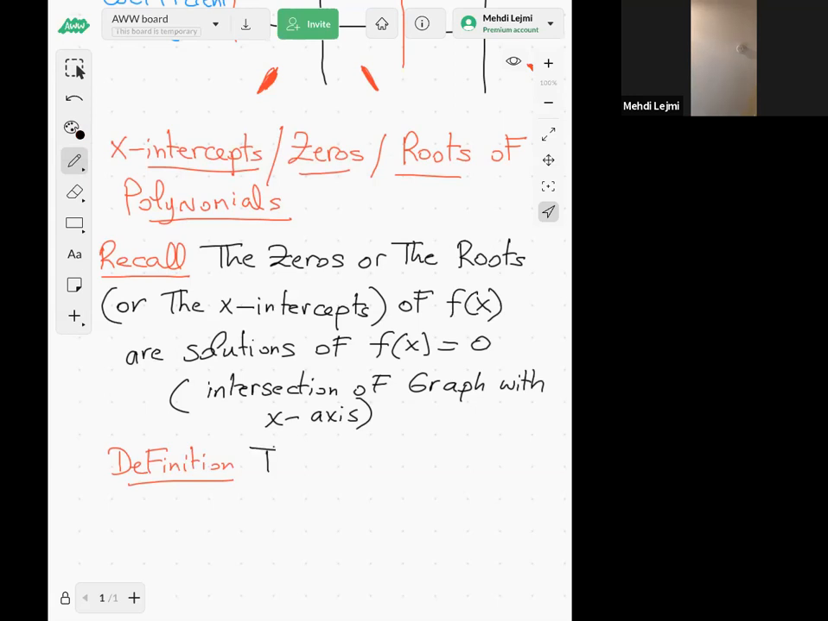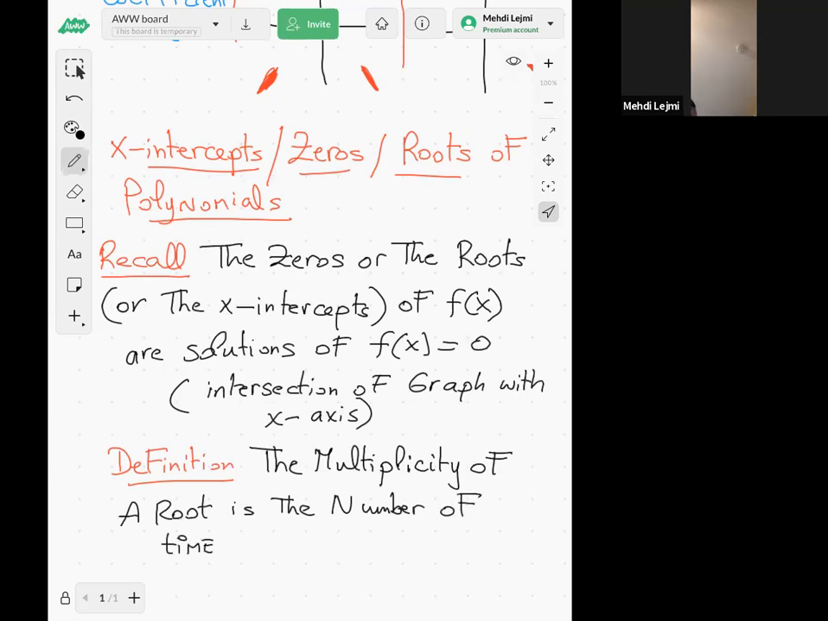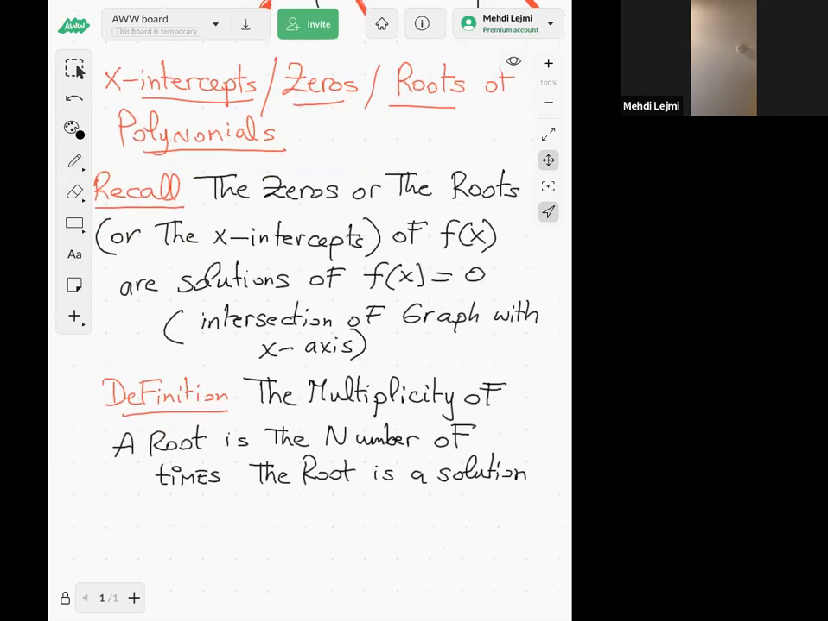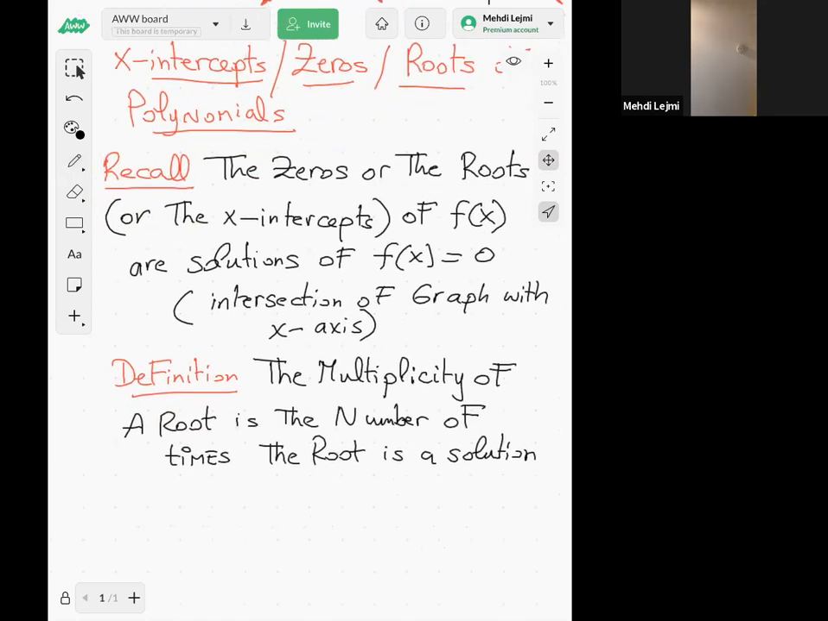So the multiplicity of a root or a zero is the number of times the root is a solution of f of x equal to 0. What do I mean by the number of times the root is a solution of f of x equal to 0? Here's an example.